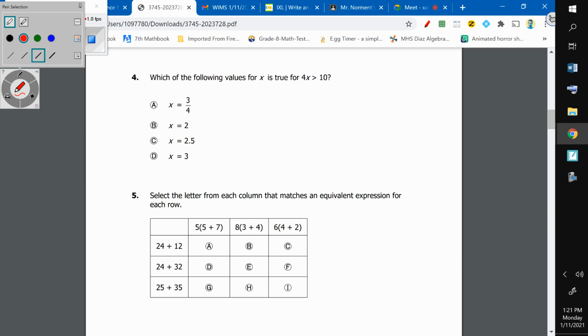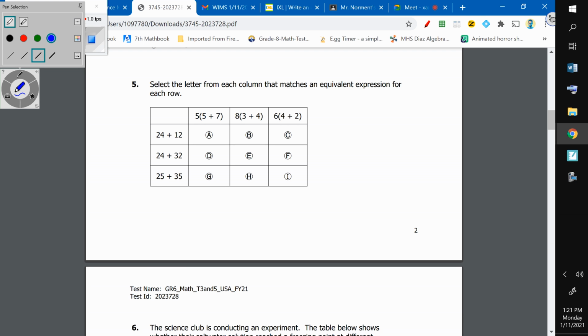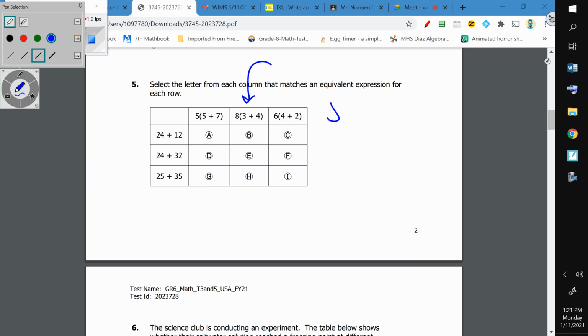Number 5. Select the letter from each column that matches an equivalent expression for each row. Okay, this is one that we haven't done before because there's no variables involved. The good news is you guys know how to do this. And I'm going to tell you what I'm talking about because I'm going to do one example for you. I'm going to do the middle one, okay? I'm going to look at the middle one. This is what you're looking at.